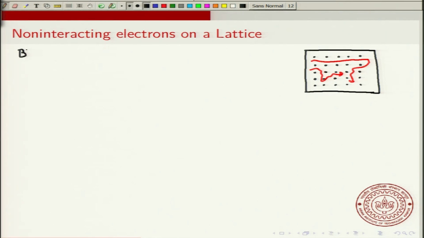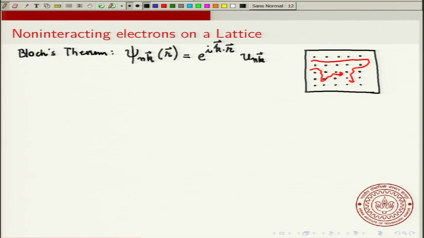According to Bloch's theorem, the presence of a lattice implies that these electrons can be described individually by a wave function that has the following form: psi n k of r equals e to the i k dot r times u n k of r. So, this is Bloch's theorem. I am not going to prove this; you can look up standard texts for the proof, but that is not important.